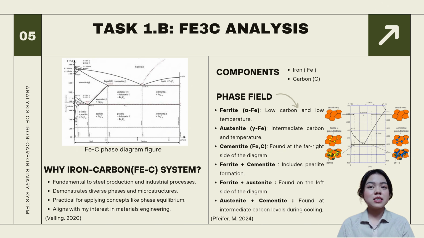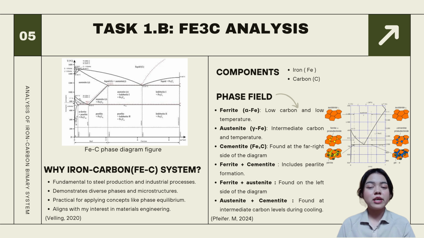It also serves as a practical framework for understanding phase equilibrium, which is essential in material engineering. The components of this system are iron and carbon, which combine to form various phases. The key phase fields include ferrite, which is low in carbon and forms at lower temperature, and austenite, which forms at intermediate carbon levels and higher temperature. Cementite, a hard and brittle phase, is found at the far right side of the diagram.